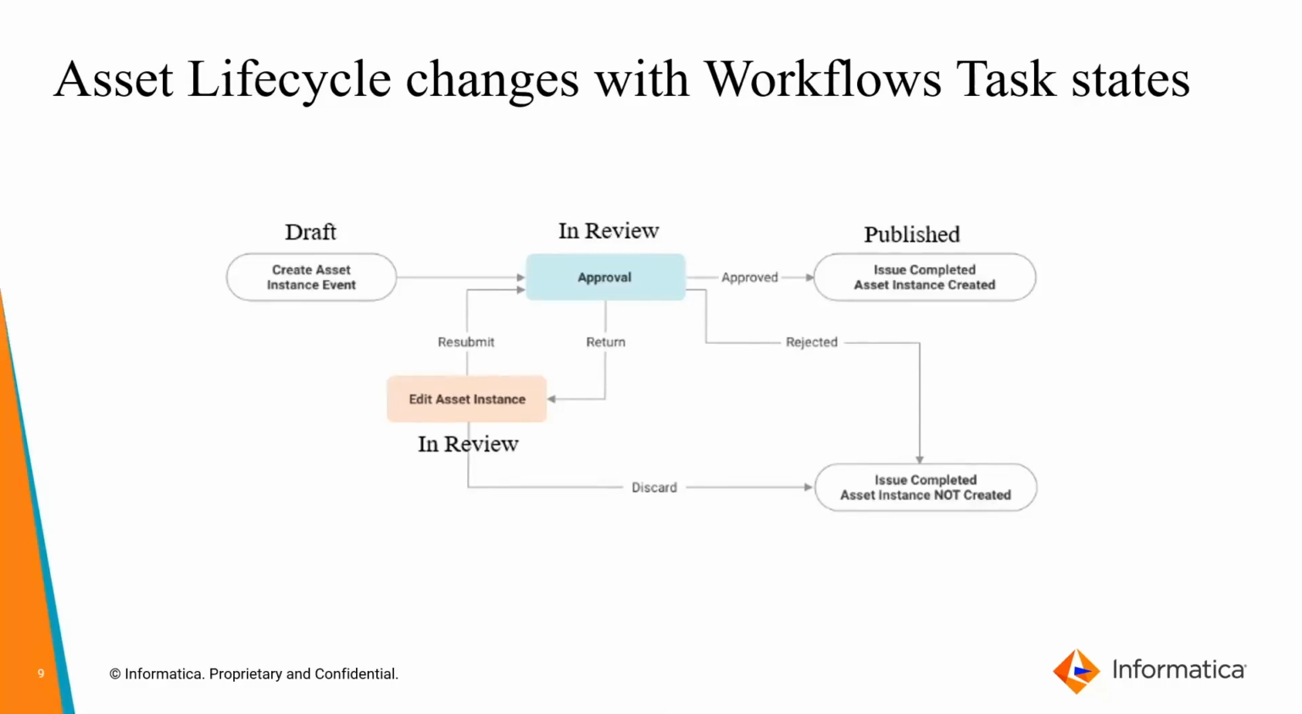Then the asset will be changed to in review from draft. As you can see, the life cycle of the asset is in review state for the whole process of submitting, approval, return, and resubmitted loop. Published. If the workflow ticket approval request is completed, then the life cycle value of the asset changes to published. Now the asset created or modified can be used in CDGC.